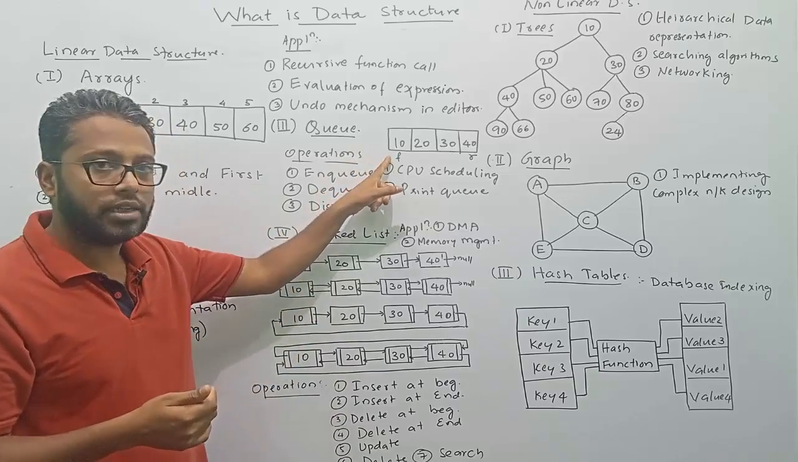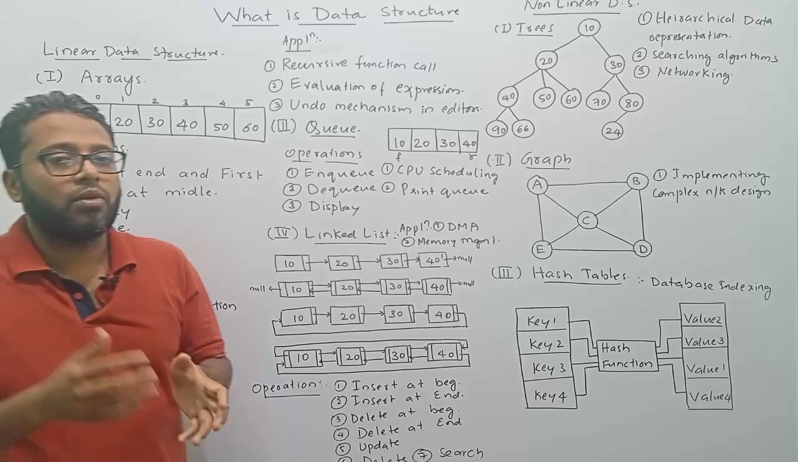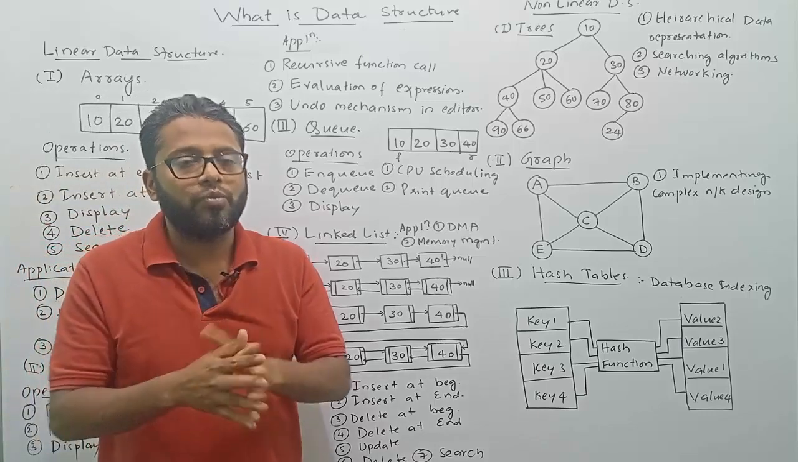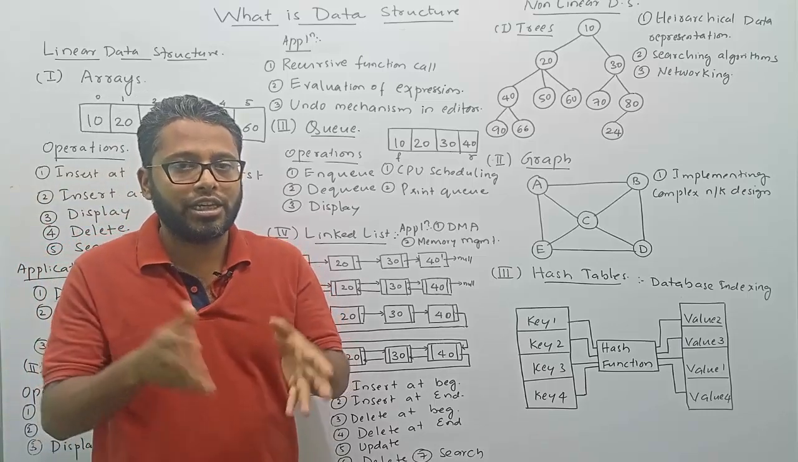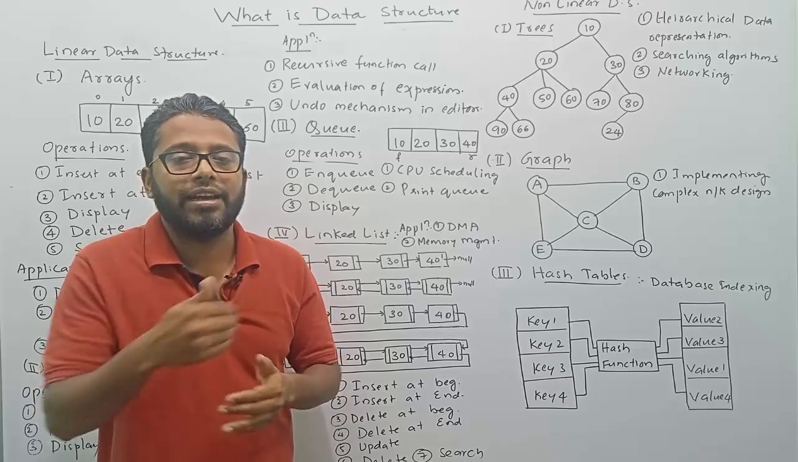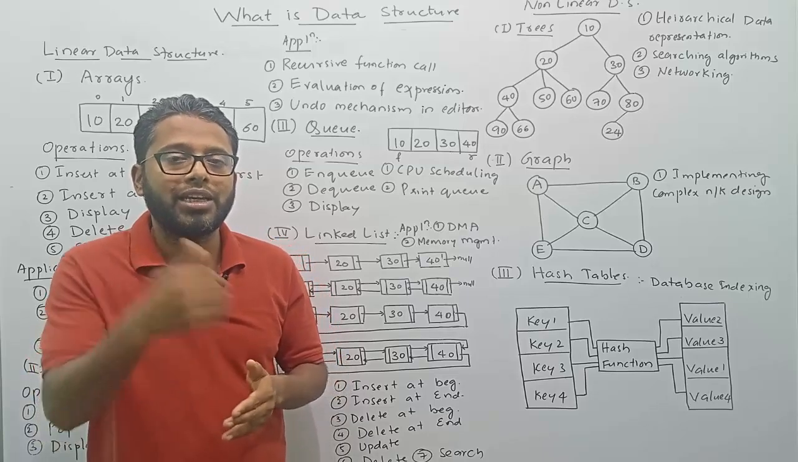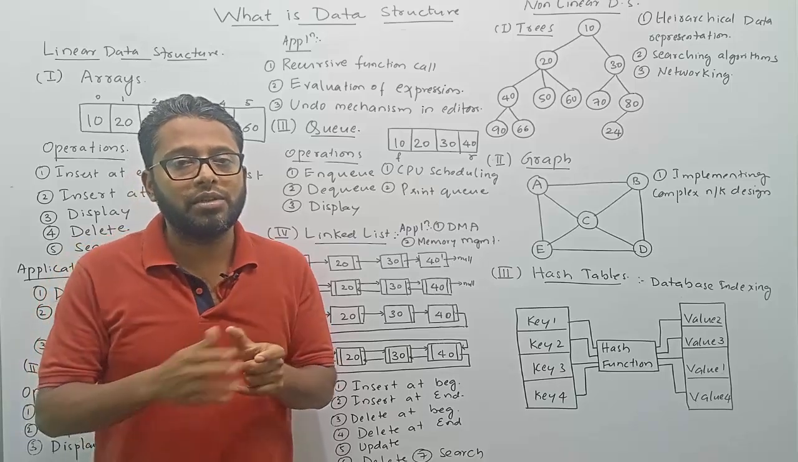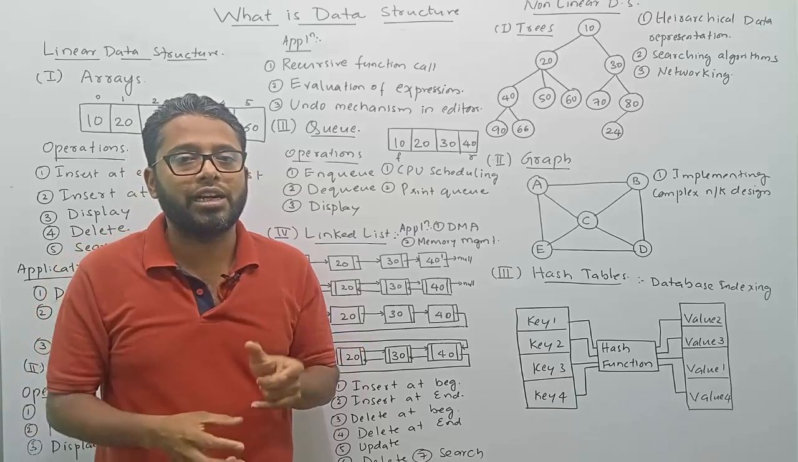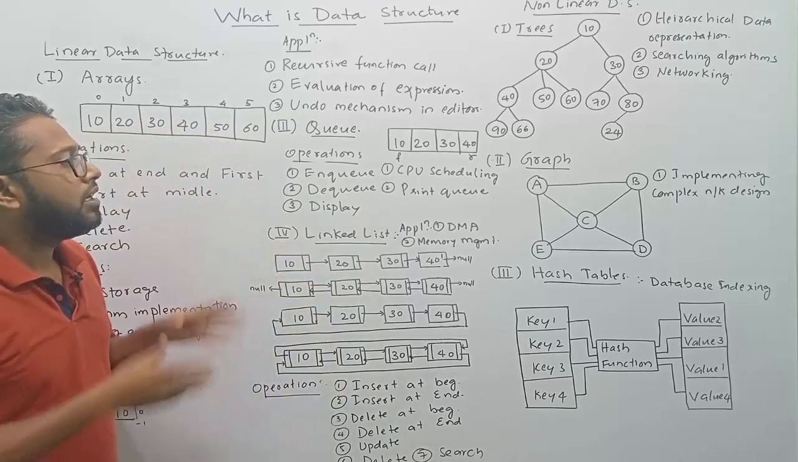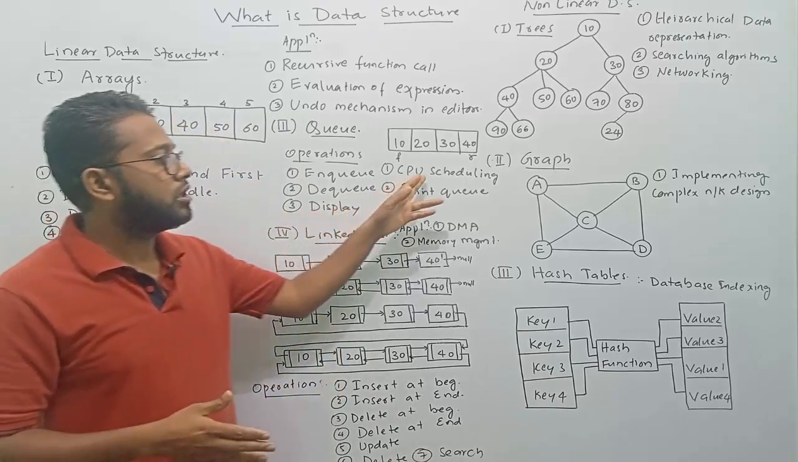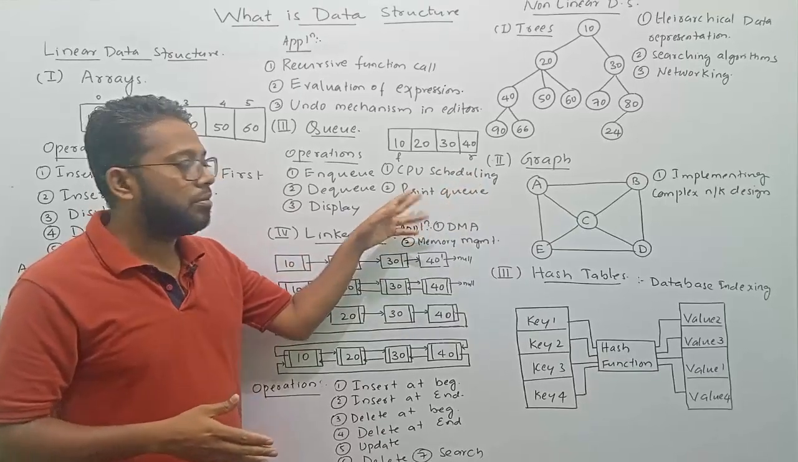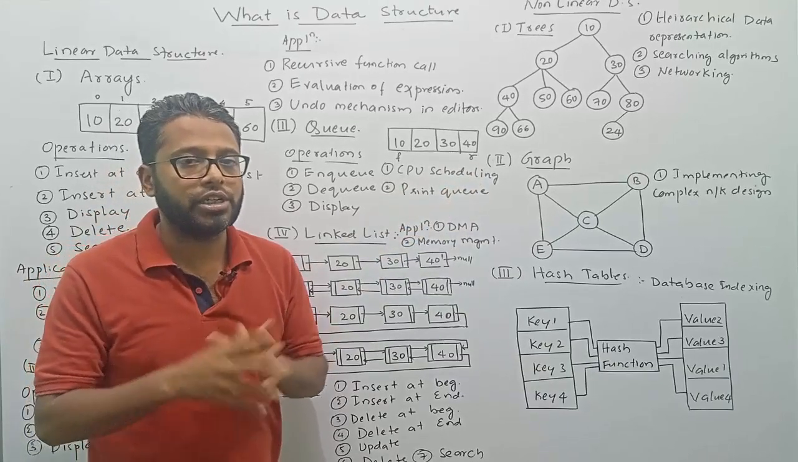And when it comes to performing various operations on the queue, we have operations like enqueue, that means adding an item inside the queue. We have dequeue, that means deleting an item from the queue, and we have display, that means traversing and displaying all the items of the queue. And applications like we can perform CPU scheduling and then print queue. These are the various applications of queue.